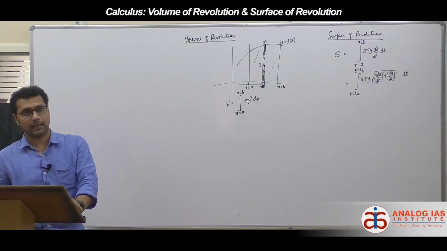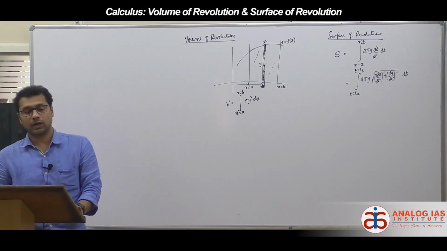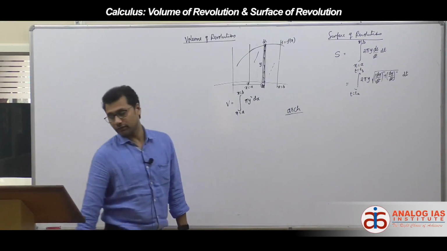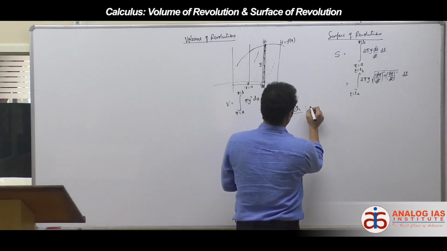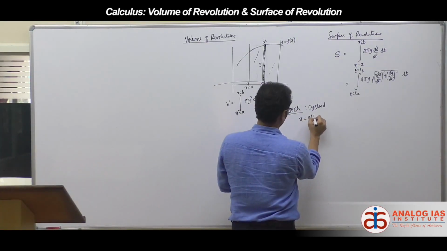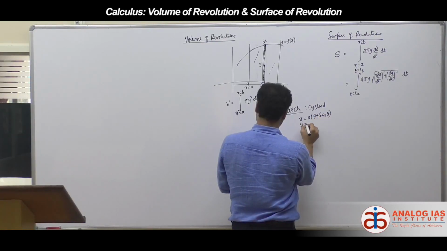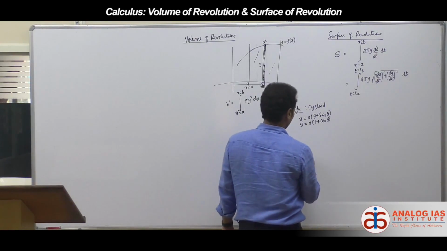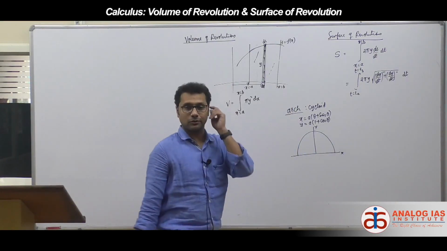Obtained by revolving one arch of the cycloid x equal to a into theta plus sine theta, y equal to a into 1 plus cos theta. How does this cycloid look, first of all? This is called a cycloid.